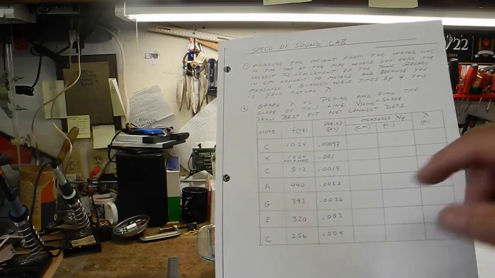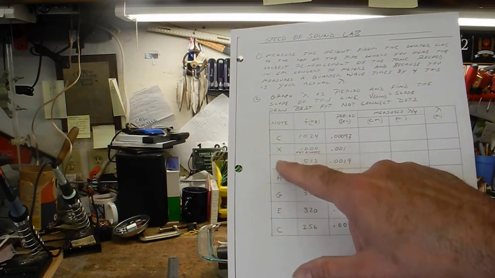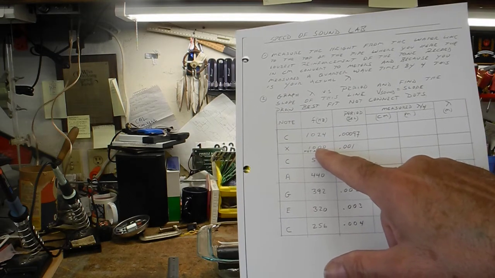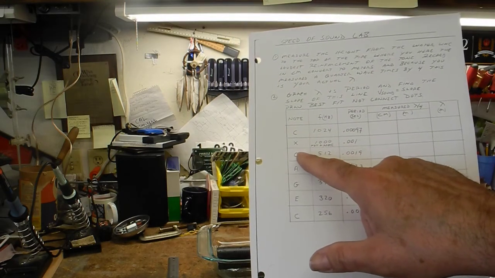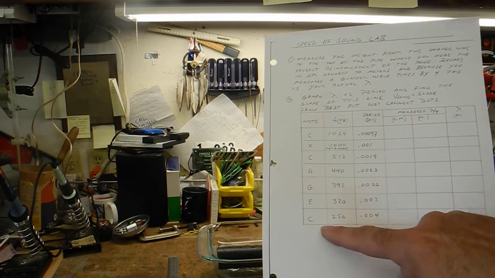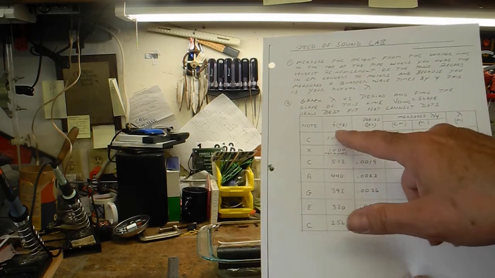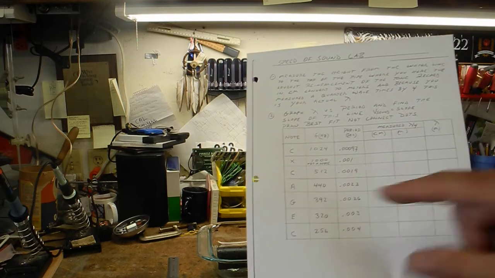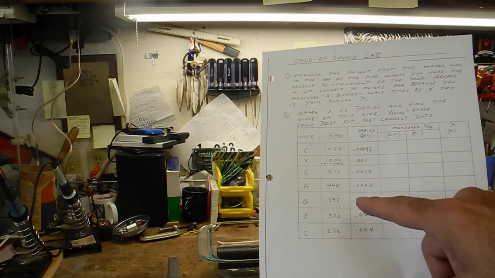And if you look at this thing, notice we have some musical notes. CX, which is 1,000 hertz. There's no note called X. Middle C, A440, G, E, and high C. Sorry, this is higher C, this is low C. And I have a series of tuning forks that play these notes.